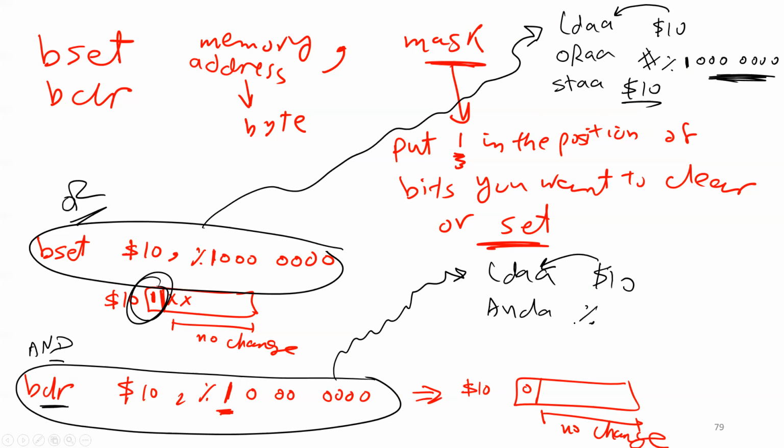is different. Here, the bit you want to clear, you have to put 0. The bits you don't want to change, you have to put 1. Why? Simply because this is how AND works. 1 is gonna make no change. 0 is gonna clear. This is how AND works. Here, in case of OR, this is how it works. 0, no change. Anyway, and then I'm gonna store A in 10, in location 10.